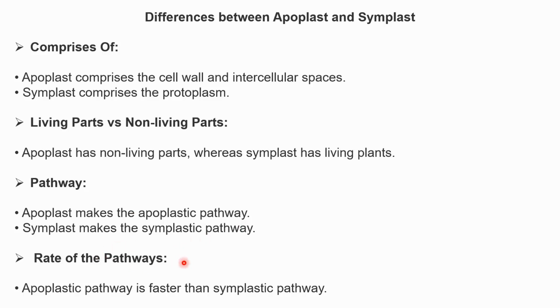Now, the rate of the pathways. Apoplastic pathways are faster than the symplastic pathway. The reason is that, as we mentioned earlier, most cellular activities take place in the cytoplasm. Since most cellular activities take place there, there are many metabolites present in the cytoplasm that hinder the movement of molecules. Due to this hindrance, the movement of molecules may slow down, thereby decreasing the rate of transportation. So the apoplastic pathway is therefore faster than the symplastic pathway.